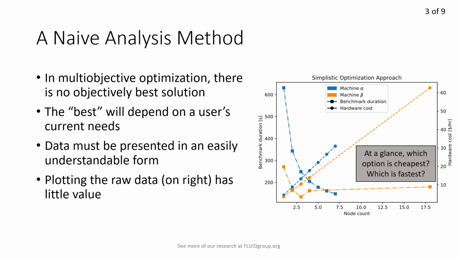So just plotting it on the right, like you can see, doesn't really do a whole lot. I mean, we can see from the square markers that, okay, 3 nodes of machine beta is the fastest. It has the lowest benchmark duration, but there's not a whole lot other than that you can glean at a glance from this plot.